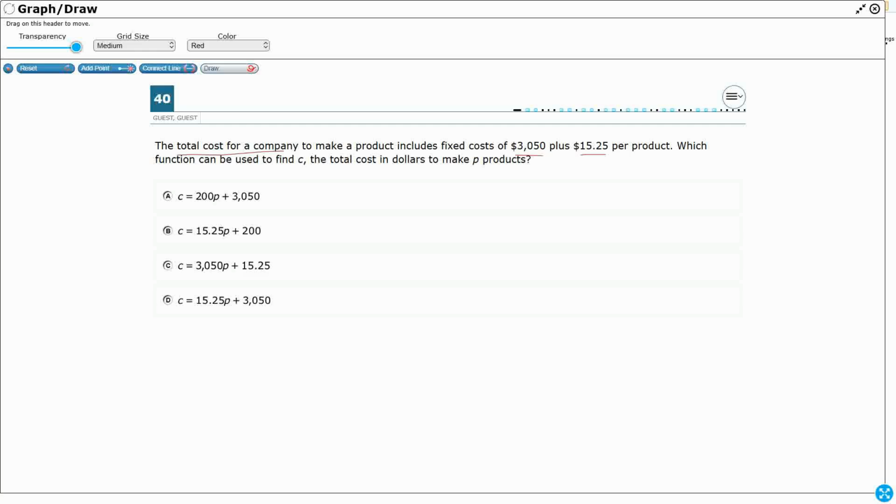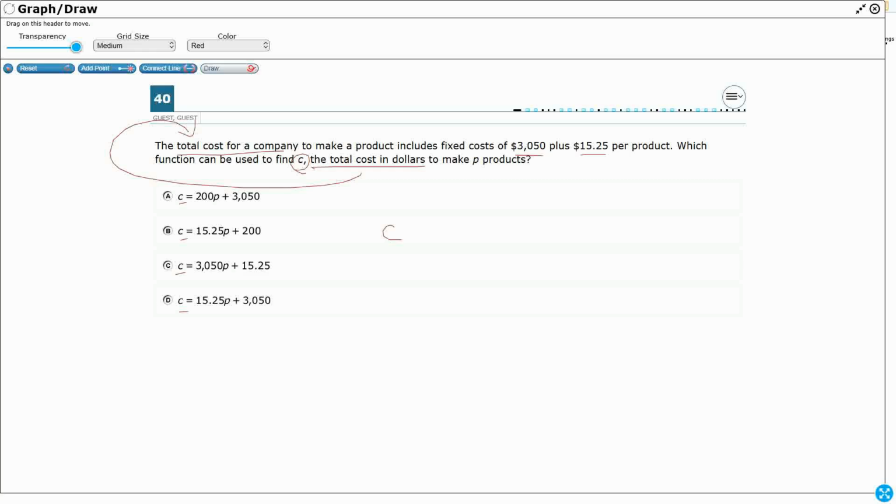So we're looking for a function that can be used to find C, the total cost in dollars to make P products. So they've defined C, they've defined P. But let's go back here because it says the total cost in dollars, and they bring that to us right at the very beginning. The total cost for a company, and then they just defined what the total cost is, and that's going to be C, which we probably could have gotten without that because look at how every single answer choice begins. It does begin with C, and C stands for cost. And so that's going to be helpful there.